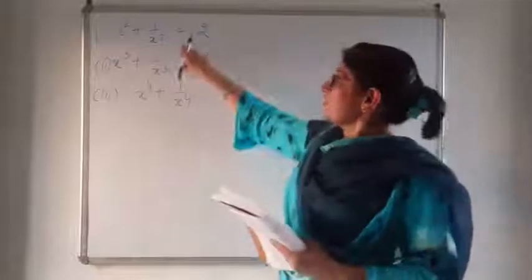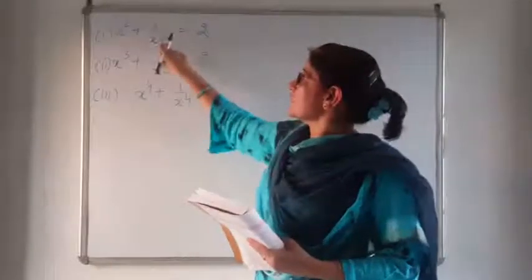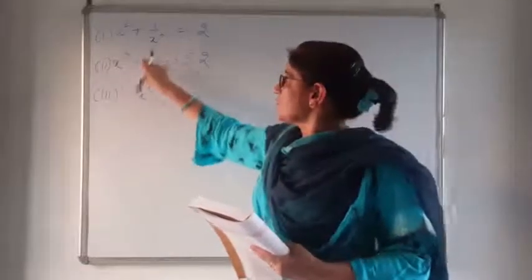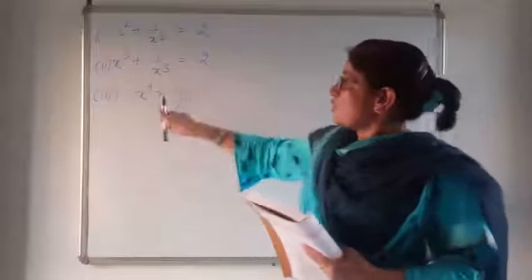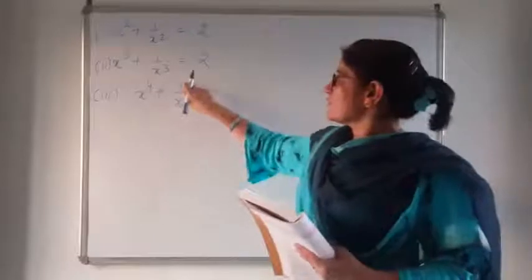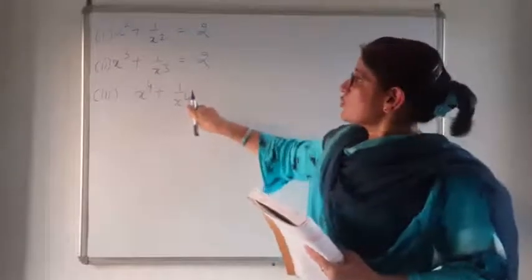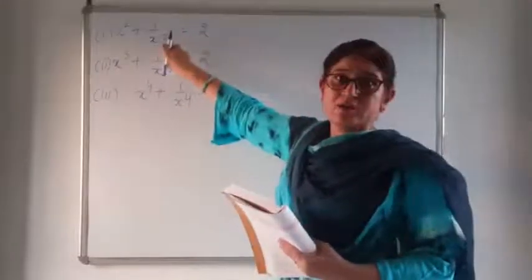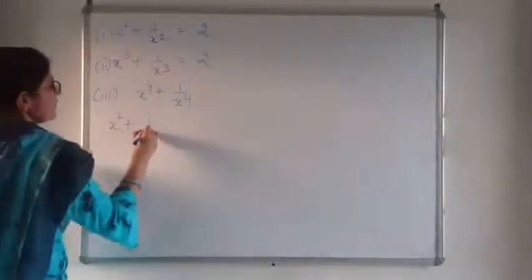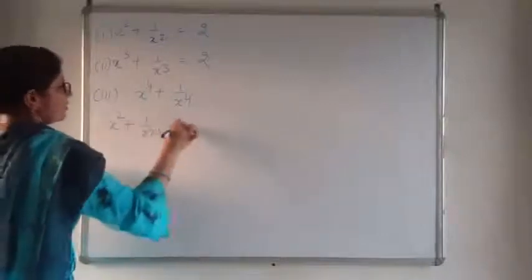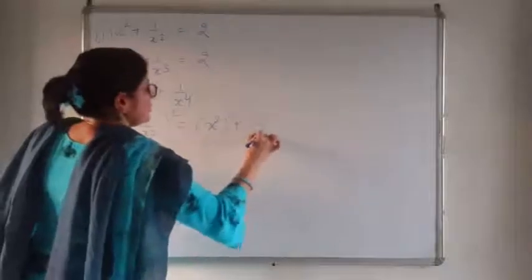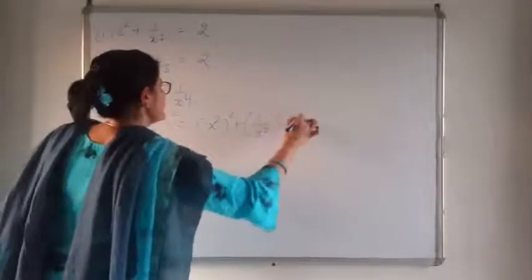So in the first part we have found the value of x square plus 1 over x square as 2. In the second part we found the value of x cube plus 1 over x cube is equal to 2. Now in the third part you have to find the value of x raised to the power 4 plus 1 upon x raised to the power 4. So what we will do, we'll take this value and square it. So x square plus 1 over x square whole square equals square of the first term plus square of the second term plus 2.